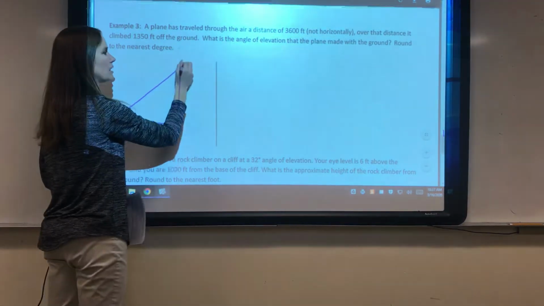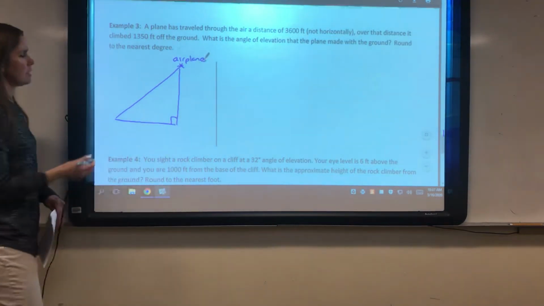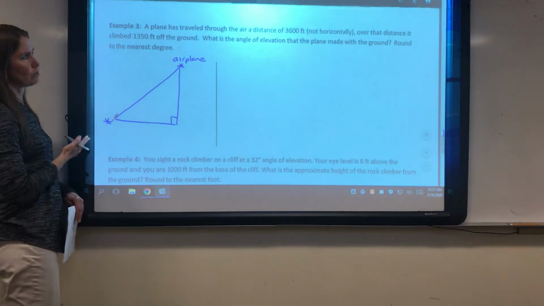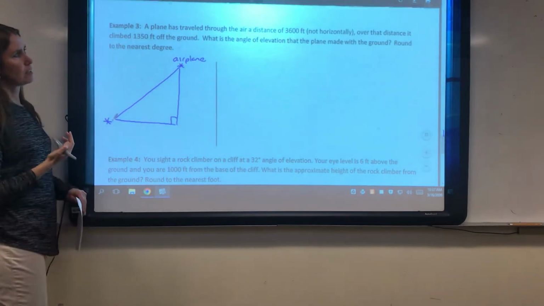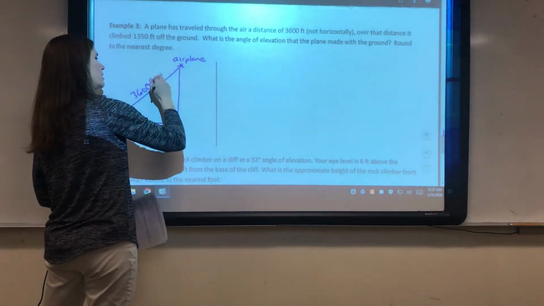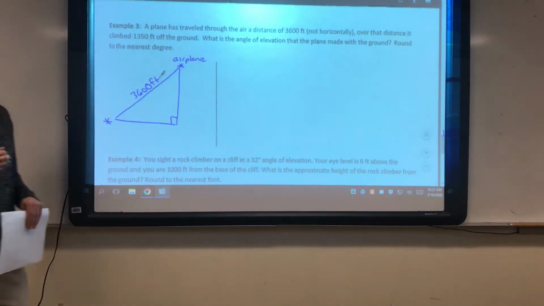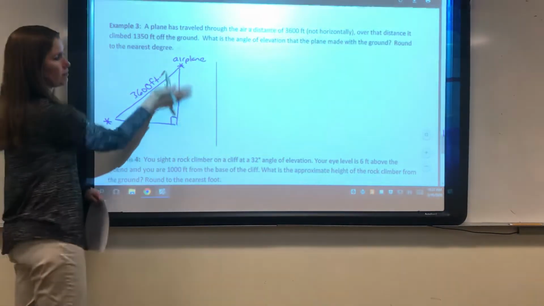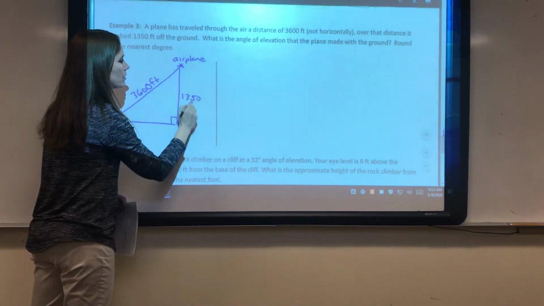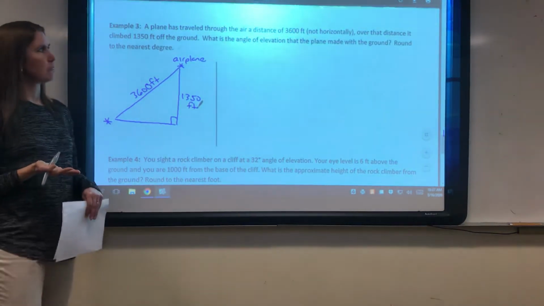So again, we'll say our airplane is up here, and it started right here, and it traveled through the air at a distance of 3,600 feet. Okay, so its actual path was that far. Over that distance, it climbed 1,350 off the ground. So that's the vertical distance that it's flown, 1,350. And now it's asking what is the angle of elevation that the plane made with the ground.